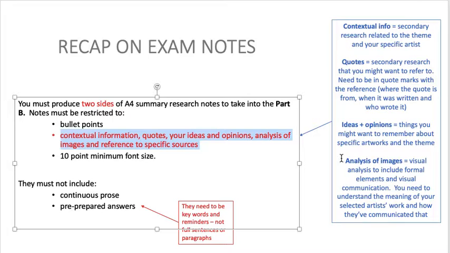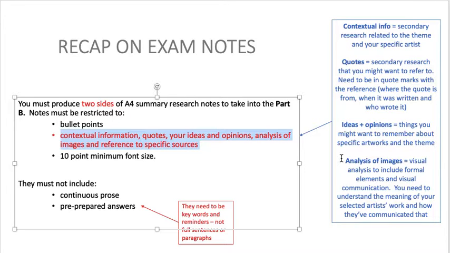Analysis of images. So you might have looked at 5, 10, 15 images of your artist. We don't know until the exam day which artwork you're going to get. And so it might be worth doing some summary notes for a range of artworks. So you could put artwork number one, you could put the title of it, you could make sure that you remember which one it is when you're writing about it. You don't have to put the whole caption because the whole caption will be on the exam paper.